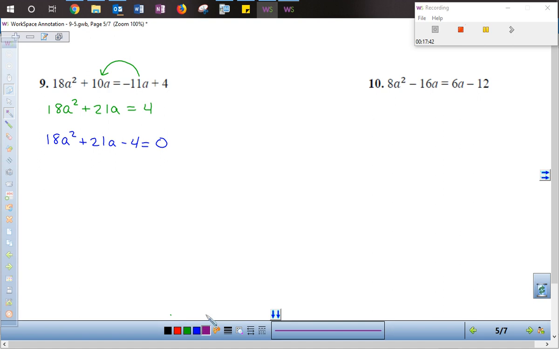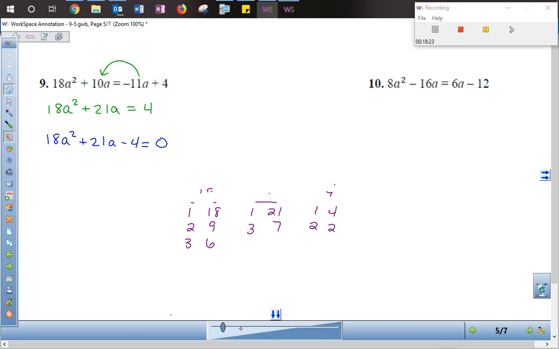Now I can go through and start to factor. The first thing I want to look for is a greatest common factor between 18, 21, and 4. These three numbers are a little tricky for me, so I might go over on scratch paper and list the factors. So 18, I have 1 and 18, 2 and 9, 3 and 6. 21, I have 1 and 21, 3 and 7. And on 4, I have 1 and 4, and 2 and 2. Now, 18 and 21 have some good GCFs of 3, but 4 doesn't have that going on at all. So there's actually no greatest common factor between 18, 21, and 4.